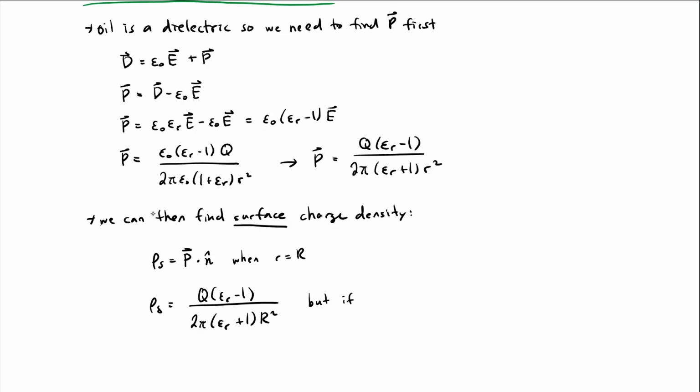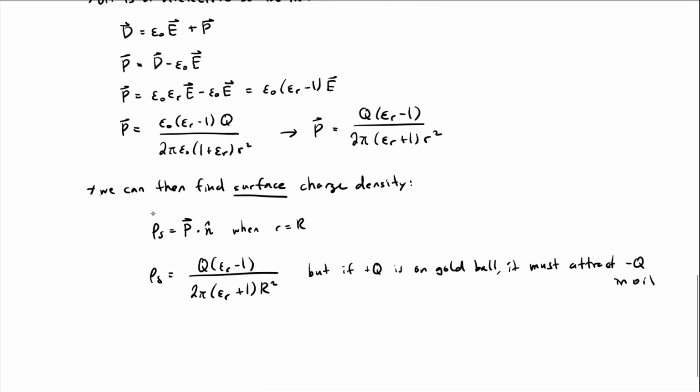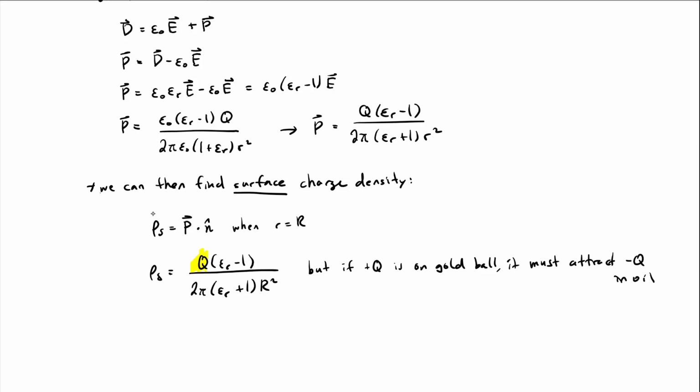But if positive Q is on the gold ball, the assumption is that it must attract negative Q in the oil. So this needs to change, and it's not right. So we have rho s being equal to negative Q (epsilon r minus 1) divided by 2 pi (epsilon r plus 1) capital R squared. And that is your surface charge density in oil at your boundary.